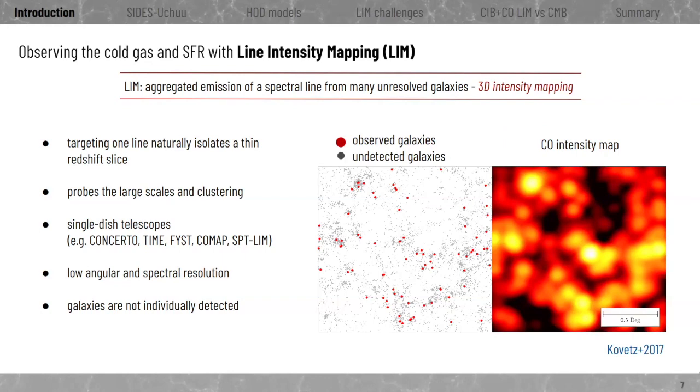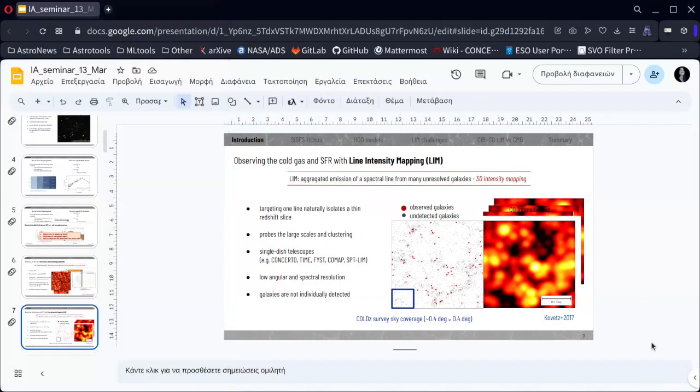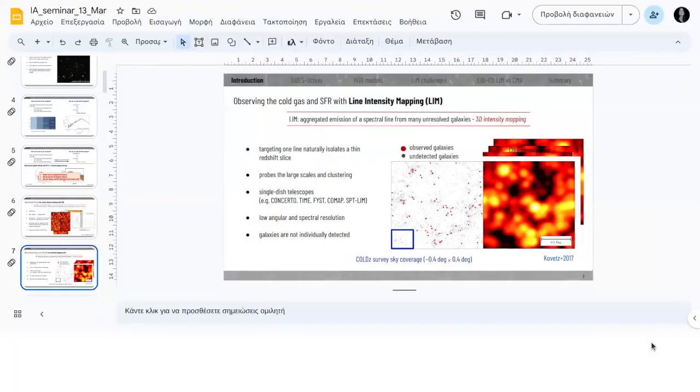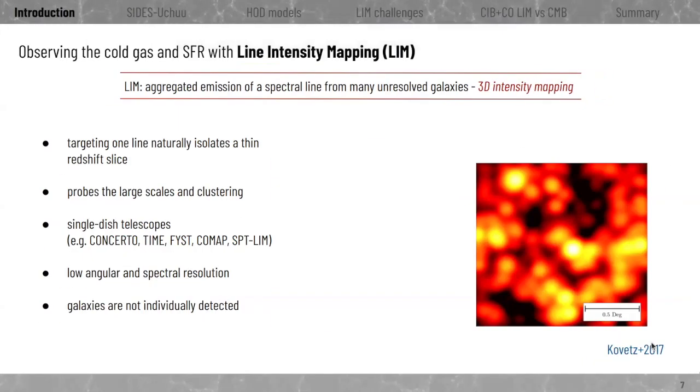Here I show you a comparison between typical galaxy surveys and line intensity mapping, just to point out the main differences. One thing is here on the left is... no sound without technical difficulties. Okay.